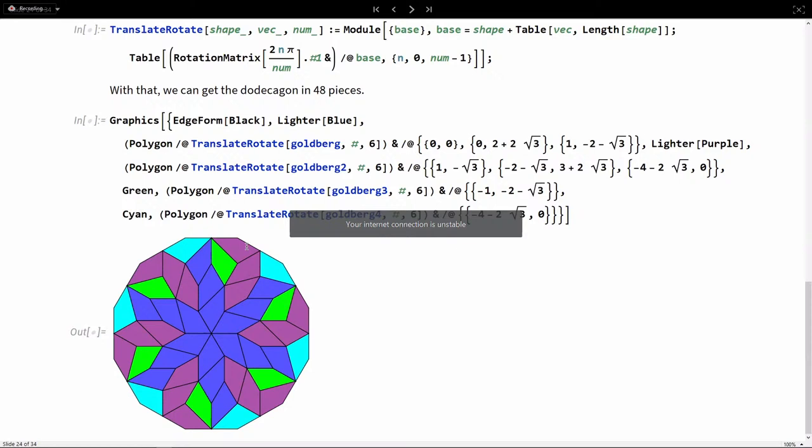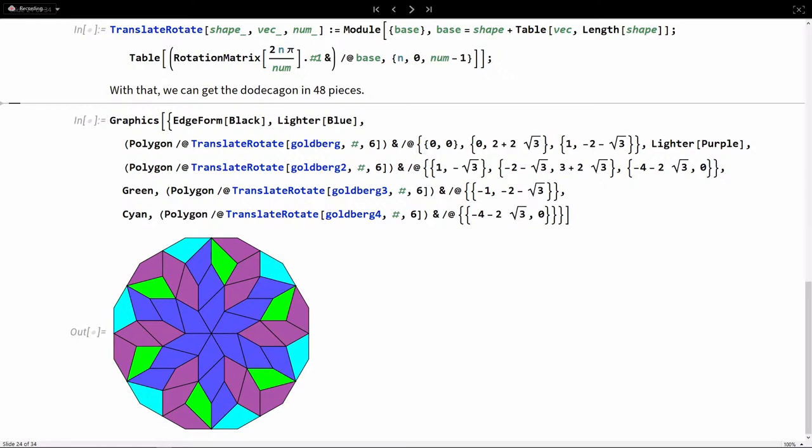And for some reason, I see there's a spinny wheel over here. So, let's see. So, here's a way of dividing a dodecagon into 48 identical tiles with the Goldberg tile.